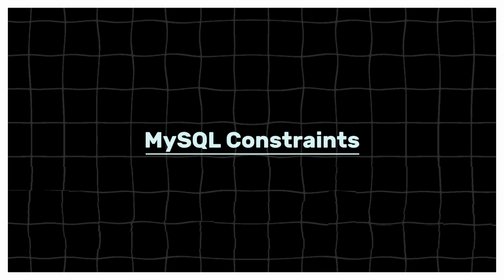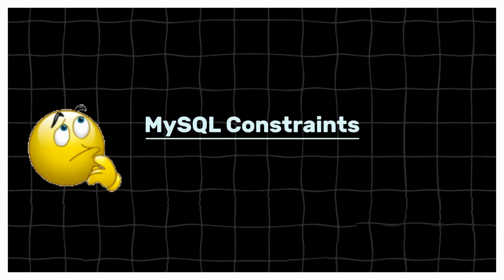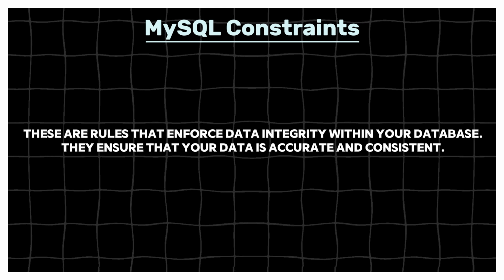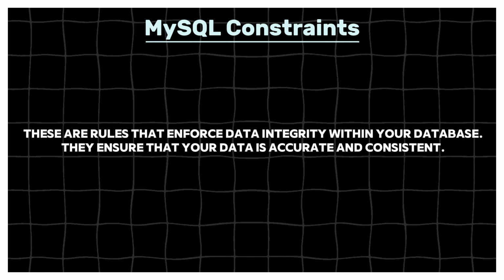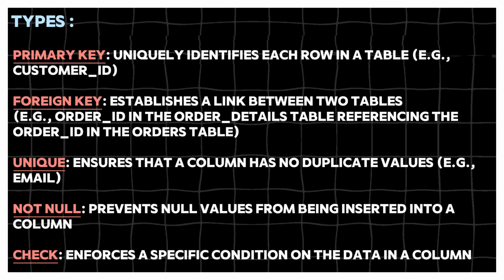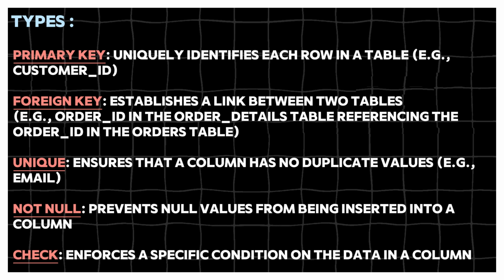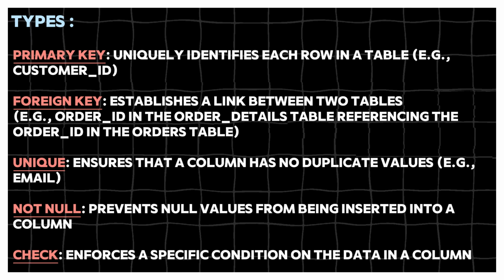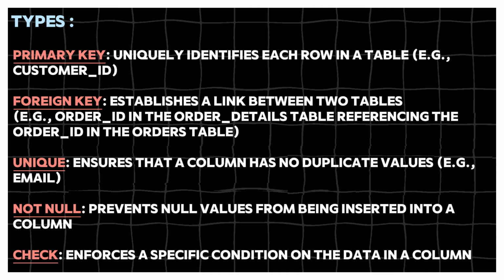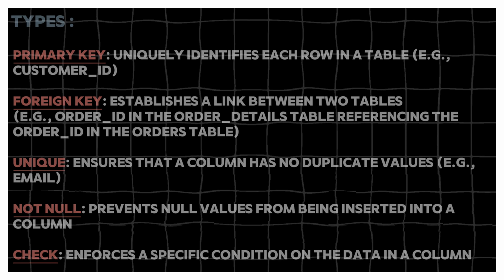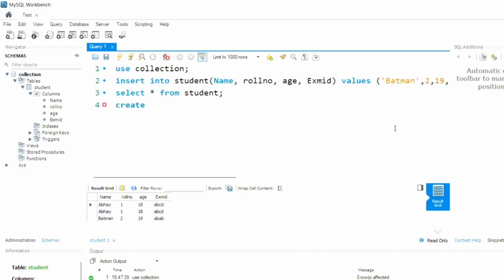Before moving any further, let's get a good grip on MySQL constraints. Constraints are nothing but rules for your data, ensuring data accuracy and preventing errors. These are the types and their examples, which are majorly used in MySQL. While storing data into the tables, we use these constraints to make the data accurate and error-free. So let's go to the Workbench and try out some constraints while storing data into the table.